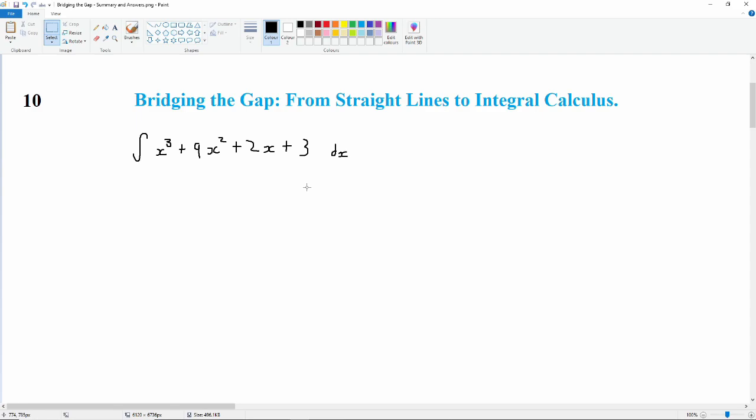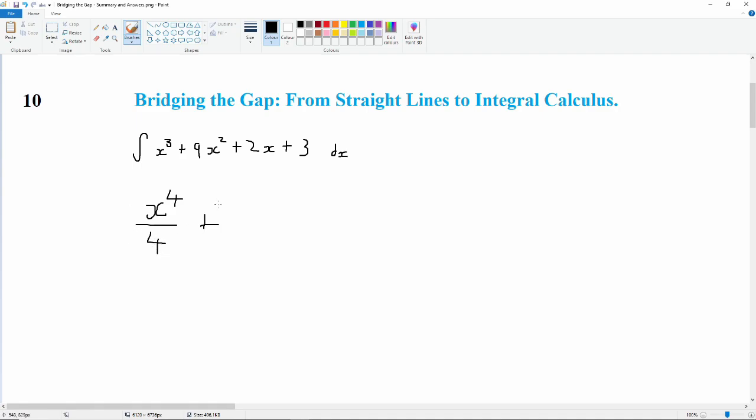Okay, so the question at the end of lesson 10 read, what is the indefinite integral of x cubed plus 9x squared plus 2x plus 3 with respect to x? So we can write down the x. The 3 increases by 1, so it becomes a 4, and then we have to divide by 4, or we could multiply by 1 over 4.